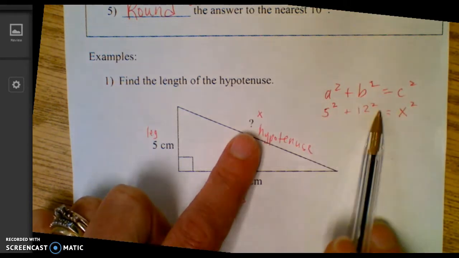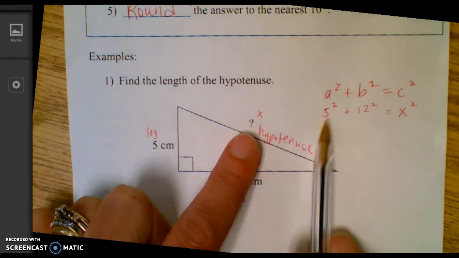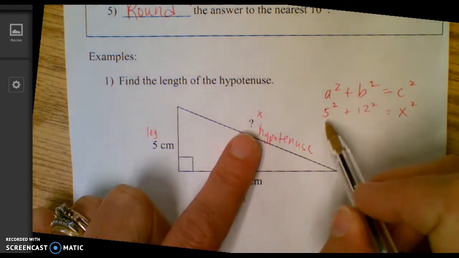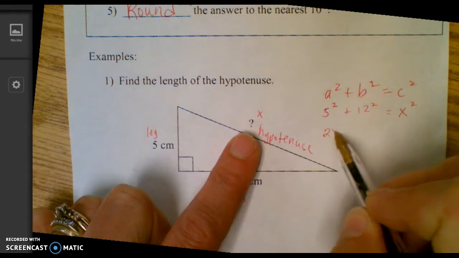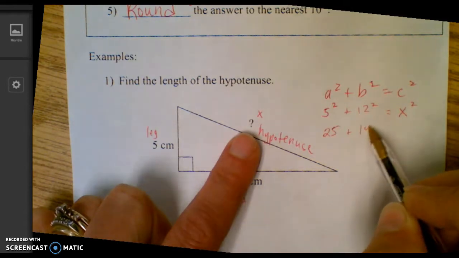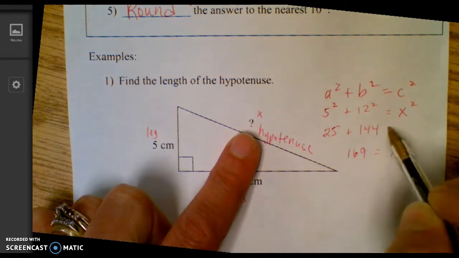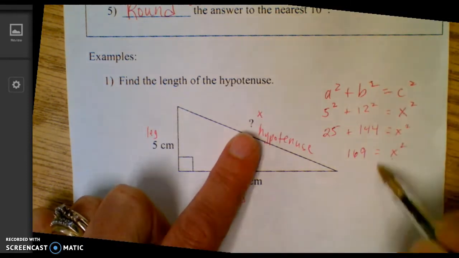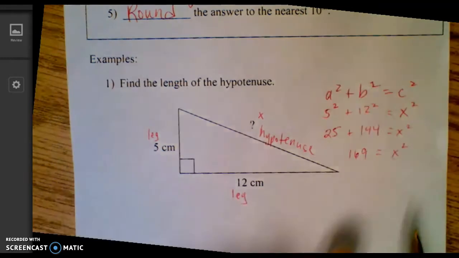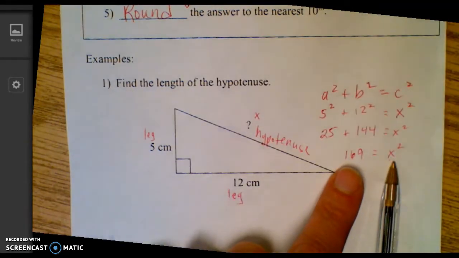On this side, we're going to do some simplifying. And like I said from yesterday, you're going to square both of your legs. So 5 squared, remember, is 25. 12 squared is 144. And then you're going to add those numbers together. So we still have an equation. We could draw our locker down here to keep it organized if we want to. But we're at the point where we're ready to take the square root of both sides.